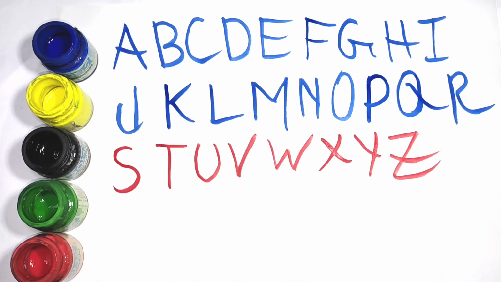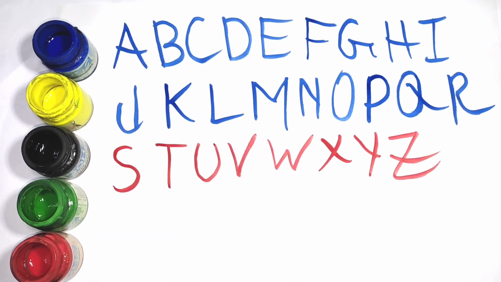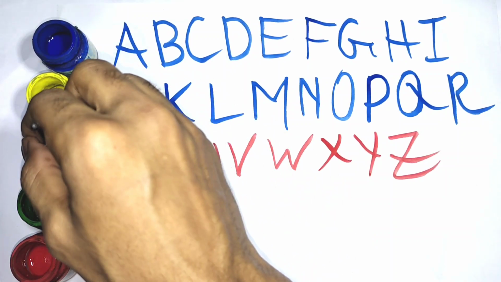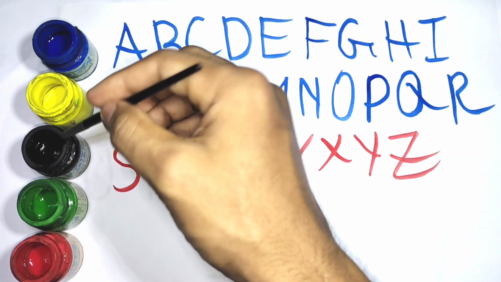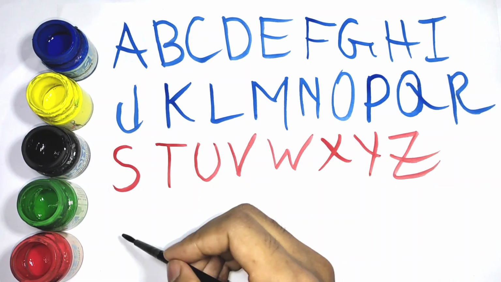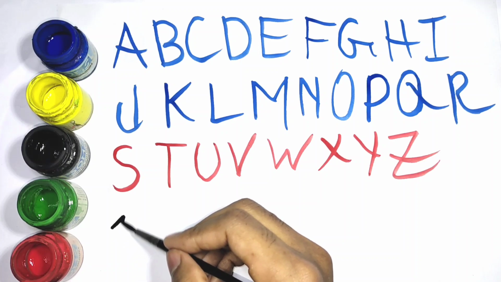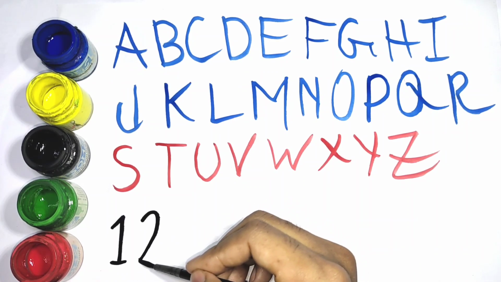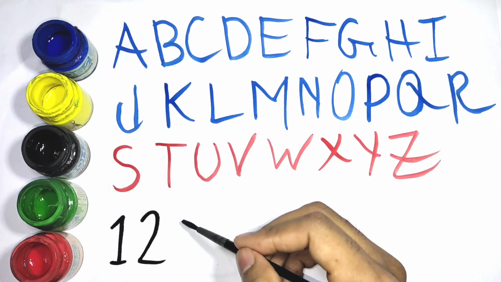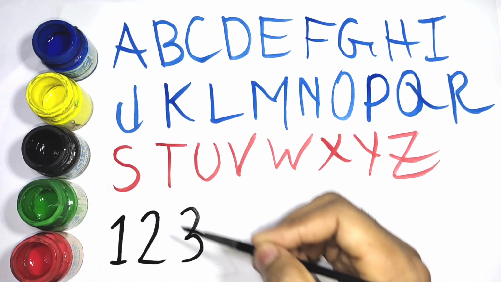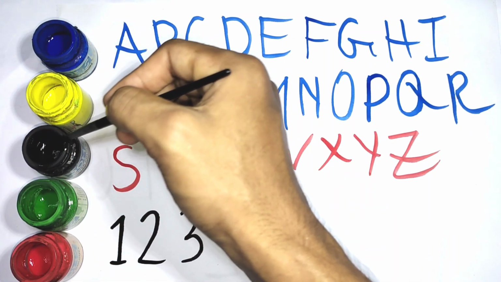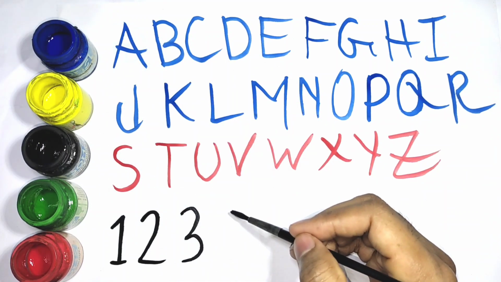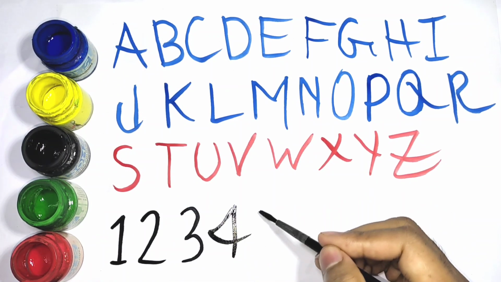The next one is numbers. Kids, now we use the color of black. First we draw the number 1. The next one is 2. Now we draw 3. The next one is 4. Now we draw 5.